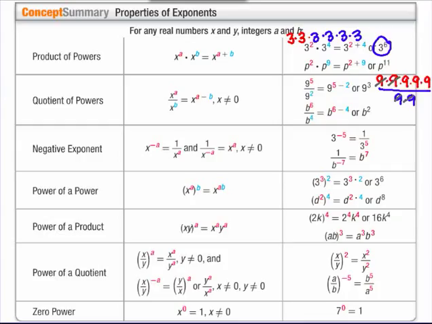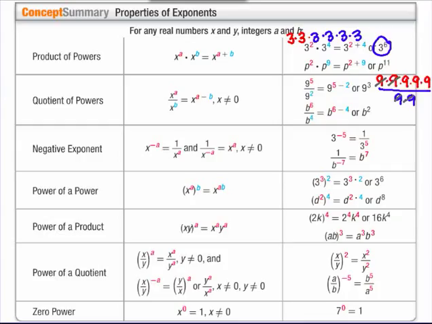A negative exponent, remember for a negative exponent we flip it. So if the negative exponent's on the top, we move it to the bottom. If the negative exponent's on the bottom, we move it to the top. Power of a power. This is where you multiply the 2. And you've already seen these before, so this should be reviewed. If some of you are thinking it looks familiar, it should.